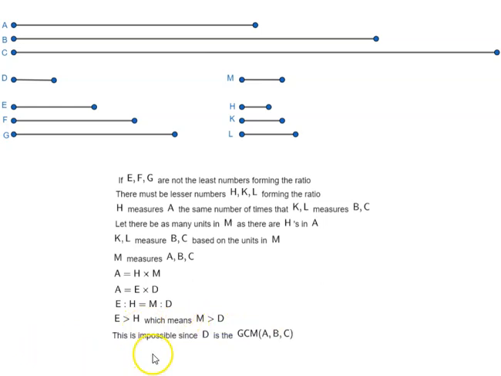This is impossible since D is the GCM of ABC. GCM is supposed to be the greatest common factor. So M cannot be greater than D. So which means E, F, G are the least numbers forming the ratio. So that is proposition number 33 of book 7 of Euclid's Elements.